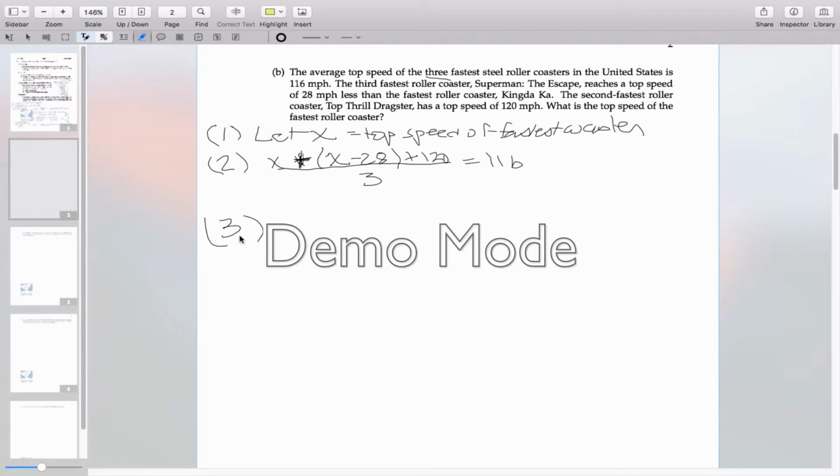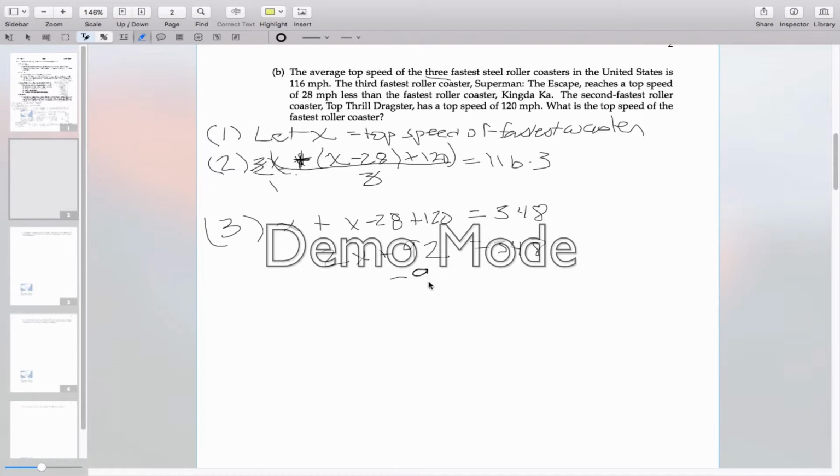Now we can solve our equation. I'm going to multiply both sides by 3, and because I'm multiplying both sides by 3, I have a 3 over a 3. That's a factor of 1. So now the numerator is x plus x minus 28. And notice that for these parentheses, there's a 1 in front of them, so we don't need them. Plus 120. 116 times 3 is 348. I'm going to combine like terms. 120 minus 20 is 100. Minus 8 more is 92.